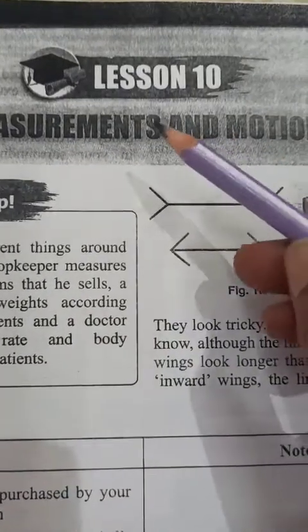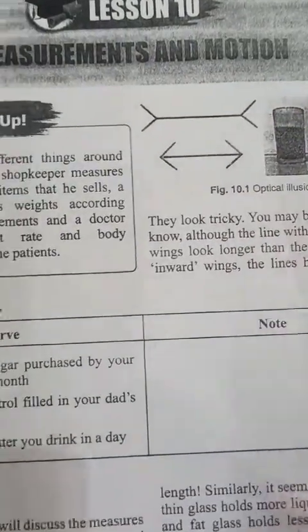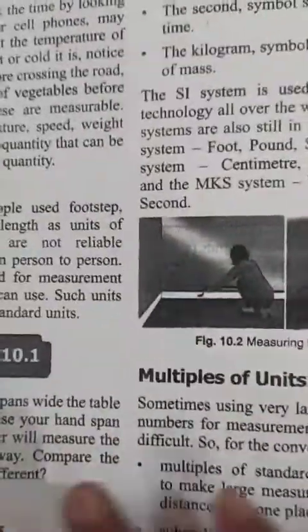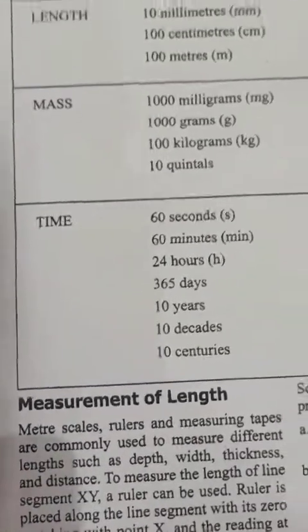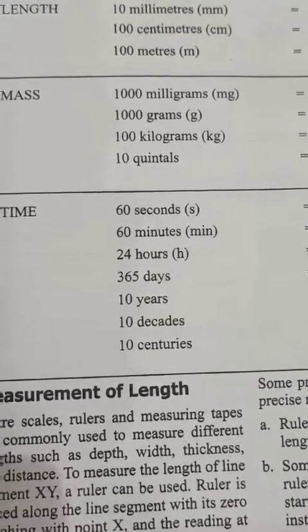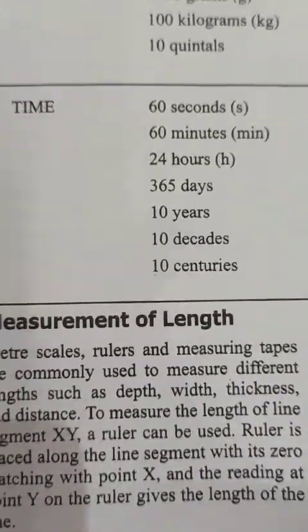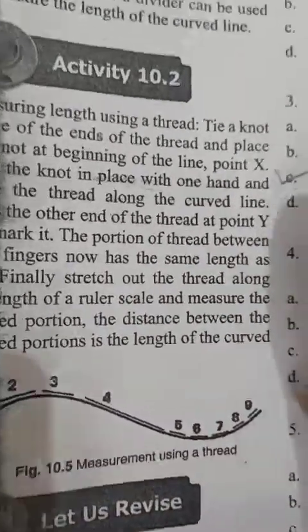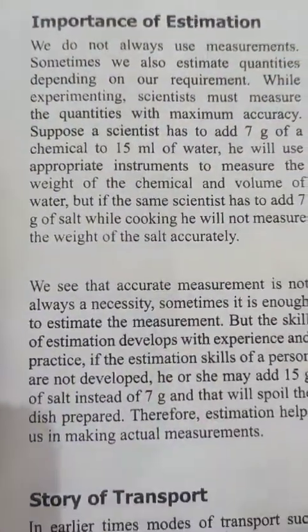Children, we have already started lesson number 10, that is measurements and motion. And in this chapter, I have explained to you about the measurements and multiples of units, standard units, and we have studied about the submultiple units of standard units, okay, and how we measure the length of any object when it is straight or curved, okay. And after that I have explained to you about the importance of estimation.